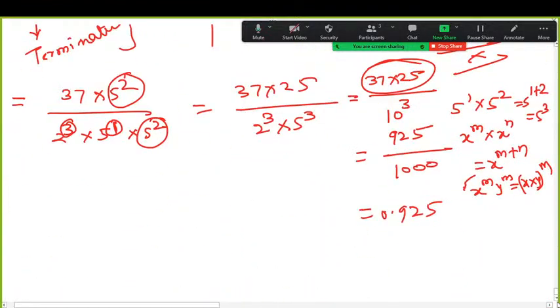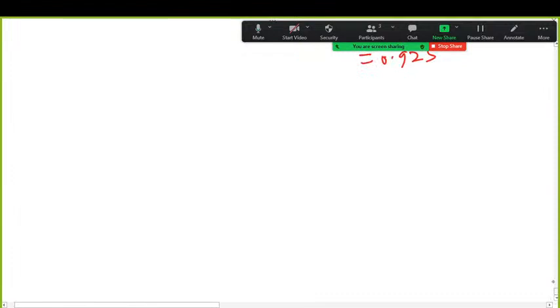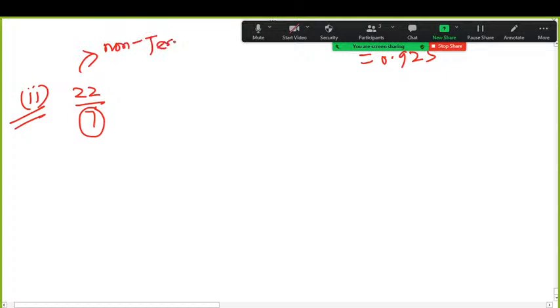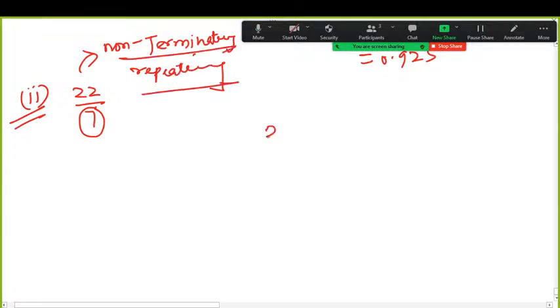But if you get a question like this, 22 over 7, where you find that the denominator has factors other than 2 and 5, you will directly say that it is non-terminating. But it must be repeating. Here you don't have any shortcut way. You just have to do long division.